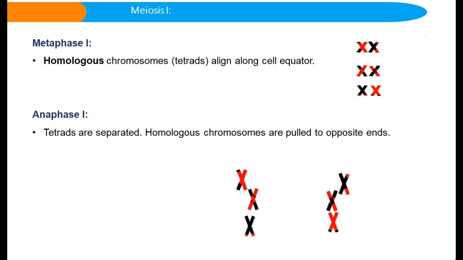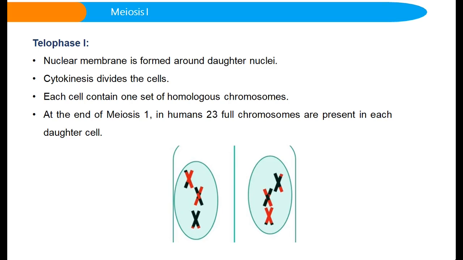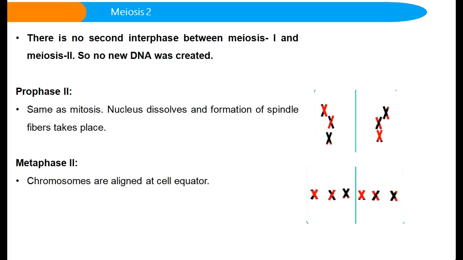And coming to metaphase, the homologous chromosomes, that is tetrads, align along the cell equator, and they are held by the spindle fibers as usual in mitosis. And in anaphase, the tetrads are separated and homologous chromosomes are pulled to opposite ends. And in telophase 1, nuclear membrane is formed around the daughter nuclei and followed by cytokinesis, that is division of cytoplasm, and each cell contains one set of homologous chromosomes. At the end of meiosis 1, in human beings 23 full chromosomes are present in each daughter cell, and in our example there are 3 full chromosomes in each daughter cell.